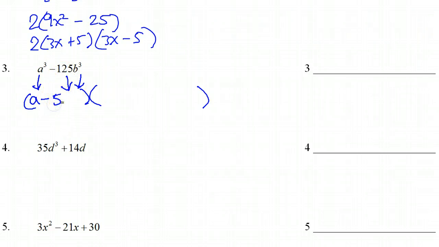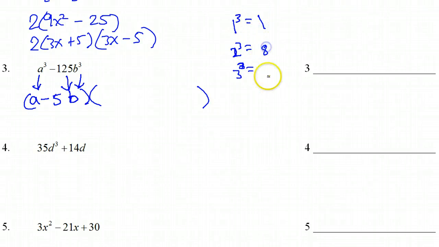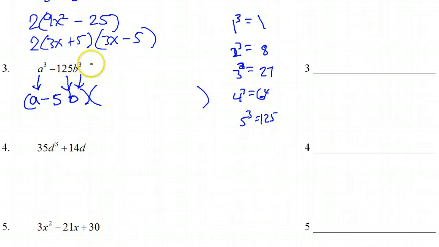125 comes from doing 5 to the third power. So I bring down a 5. And then b to the third power comes from b. So my binomial is a minus 5b. Remember, I had suggested that you make a list of these perfect cubes by taking your calculator and doing 1 to the third power, 2 to the third power, 3 to the third power, and so on. So that would give you 1, and 8, and 27, and 64, and 125. So there's the 125 I'm referring to.